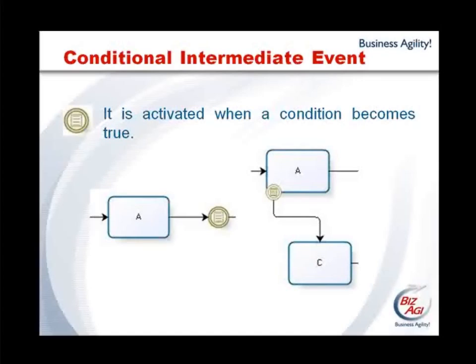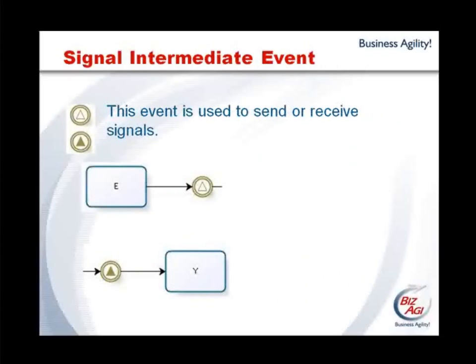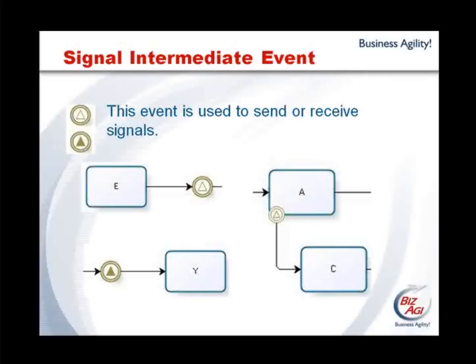The signal intermediate event is a type of event used to send or receive signals. If it is diagrammed within the sequential flow of a process, it can send or receive signals. If it is diagrammed on the limits of an activity, it can only receive signals.